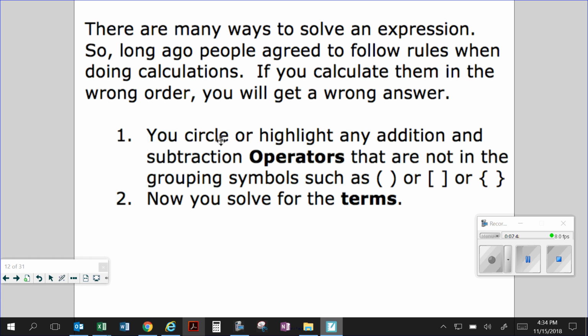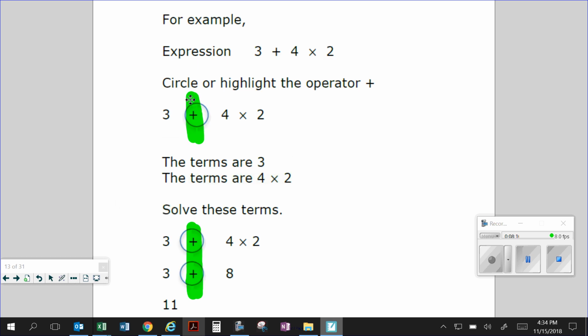What you are going to do is circle or highlight any addition and subtraction operators that are not in any grouping symbols, such as parentheses or brackets. Then you solve for the terms. So in order of operations, we break problems into terms and operators. You say, huh? Well, let's look at this one. For example, you circle or highlight any addition or subtraction. Here's our numerical expression. Do you see any addition or subtraction? I see it right here.